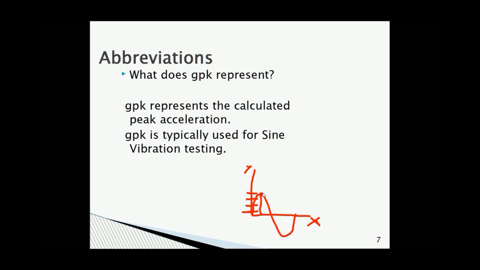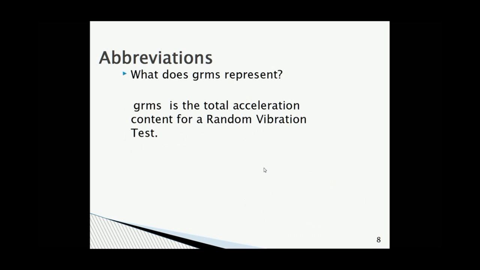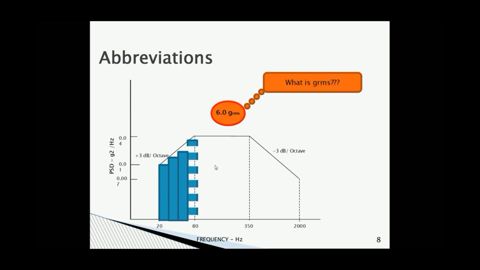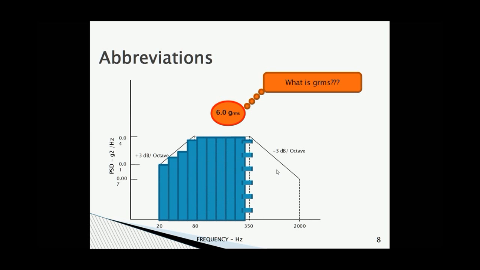Now, moving on, what does GRMS represent? GRMS is the total acceleration content for a random vibration test. What does this mean? This means G's RMS is the area under the curve of your test profile. So underneath the spectral line, you would use integration to calculate your GRMS.